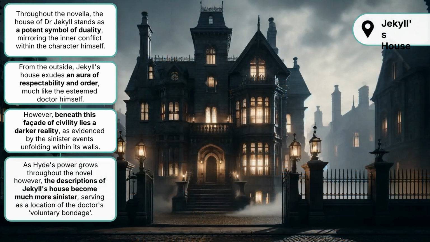As Hyde's power grows throughout the novel, however, the descriptions of Jekyll's house become much more sinister, serving as a location of the Doctor's voluntary bondage. In this way, Stevenson shows how, much like Hyde's gradual overpowering of Jekyll, darkness will always win out over light if you allow it to fester and grow under the constraints of repression and deceit, a notion which serves as a powerful comment on the consequences of the oppressive expectations of Victorian society.